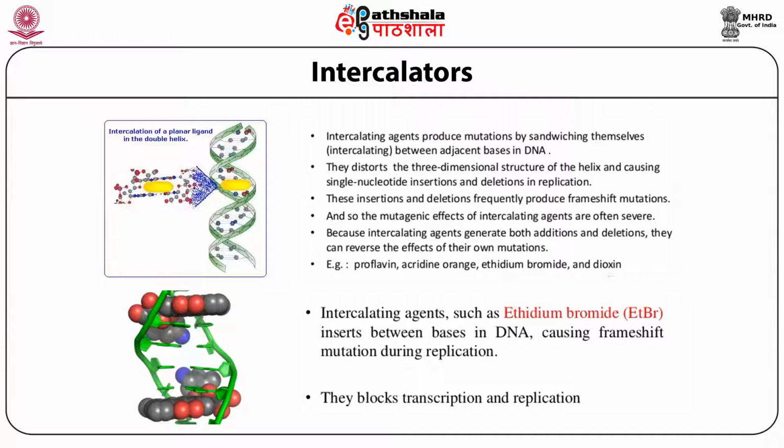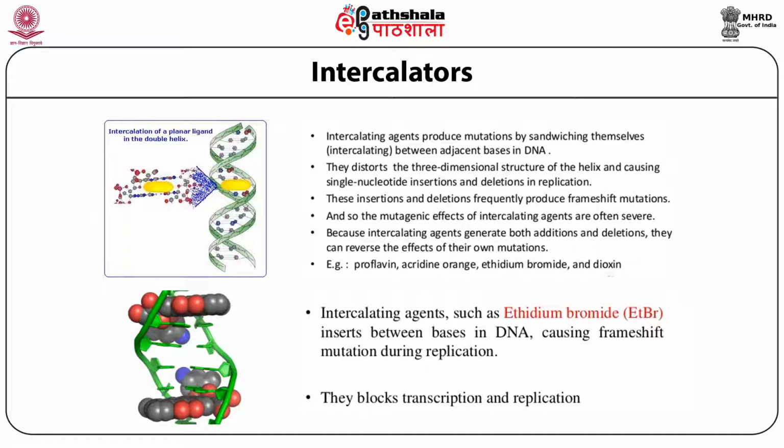You can see here in the structure how the intercalating agents bind to the DNA. Intercalating agents produce mutations by sandwiching themselves, or intercalating, between the adjacent bases in the DNA. They distort the three-dimensional structure of the helix, causing single nucleotide insertion and deletion in replication. These insertions and deletions frequently produce frame shift mutations, and so the mutagenic effect of the intercalating agents is often severe.